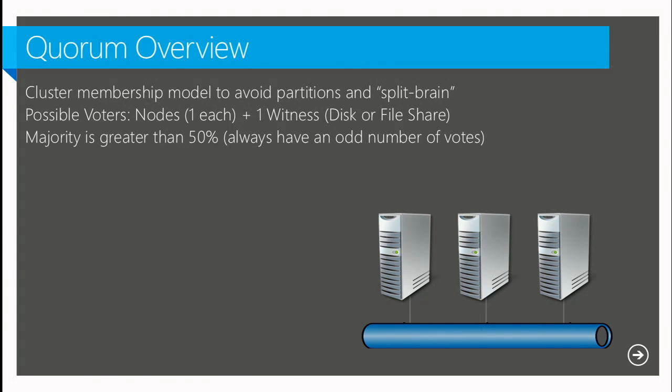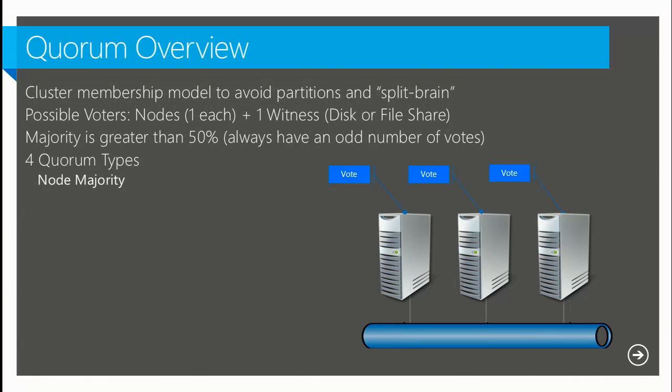Now, majority is always greater than 50%. Not 50%, greater than 50%. We must always ensure that one side has more than 50%. And so to do this, we always need an odd number of votes. 3 votes, 5 votes, 7 votes, 65 votes if you want. But it must always be an odd number of votes so that we never get exactly 50-50 partitions.